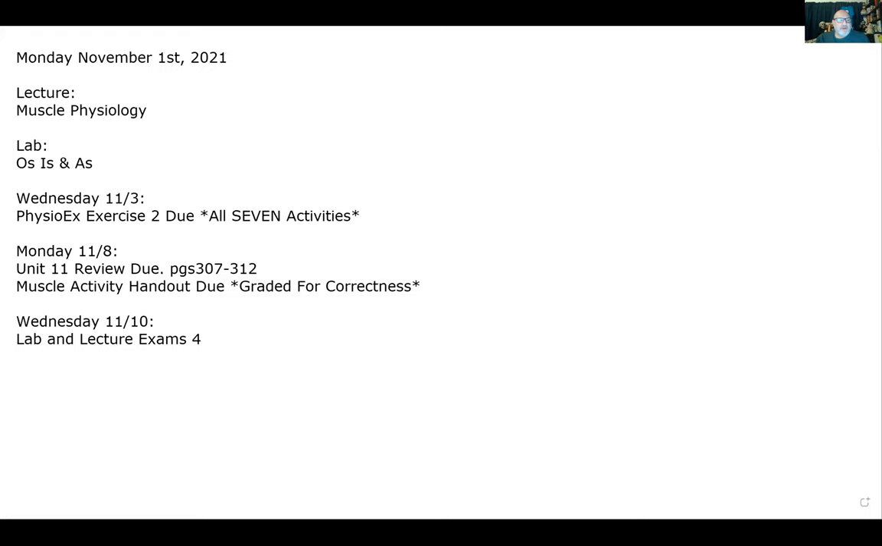This coming weekend is your last weekend to study because our exam is going to be on Wednesday, the 10th. And again, with a Wednesday exam, we are getting some new information on that Monday. Remember, you have that graded assignment, a muscle activity lab. And the biggest trick is remember, it's been a while since you've had to do a PhysioEx.